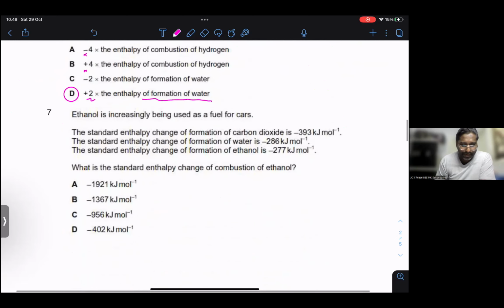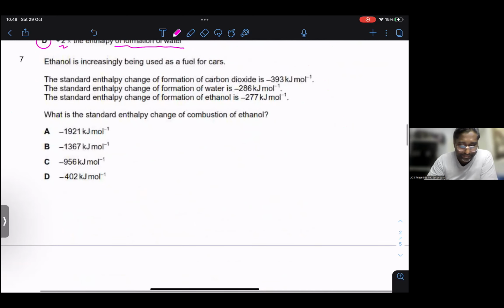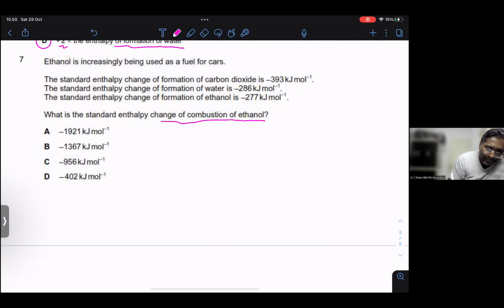So here, you have ethanol is increasingly being used as fuel for cars. So you have formation, and then they are asking us the enthalpy change of combustion of ethanol. I will write down the equation first. You tell me which method we should be using to get an easy mark or to solve this easily. So first of all, to find the enthalpy of combustion of ethanol.